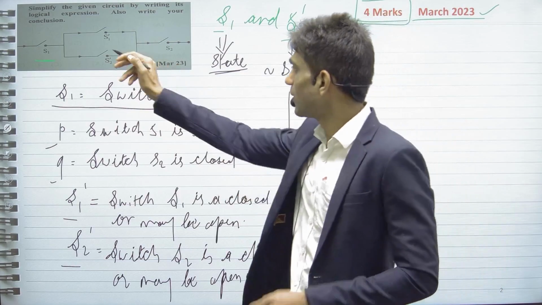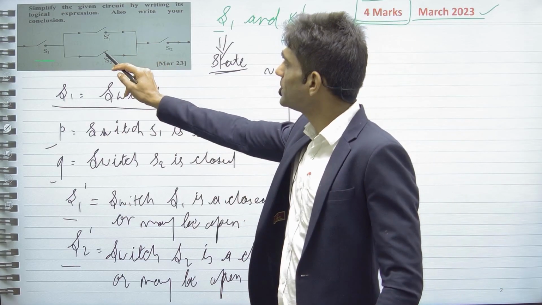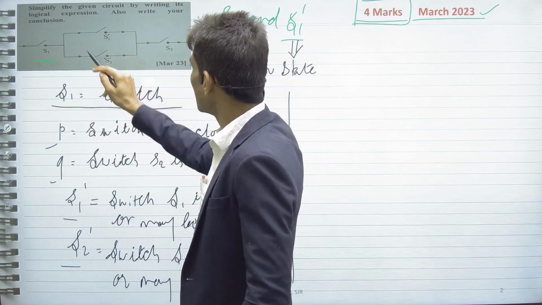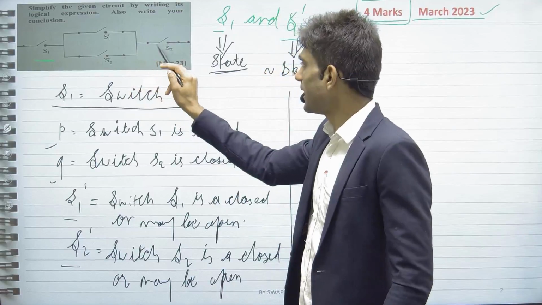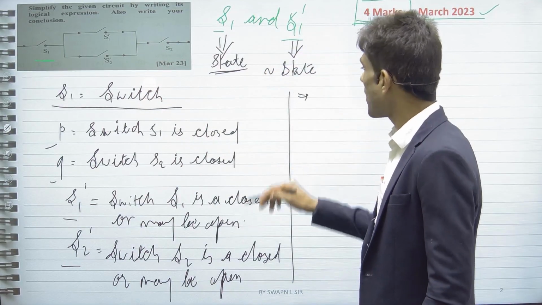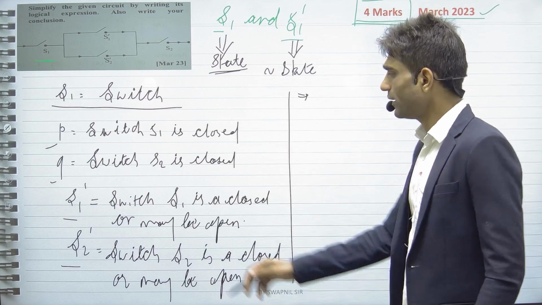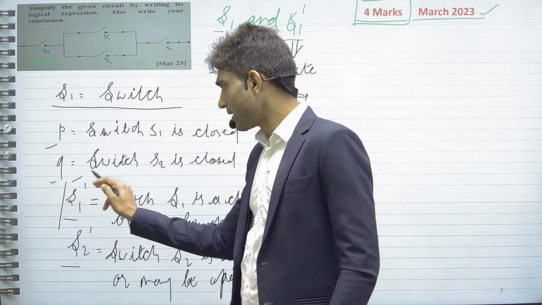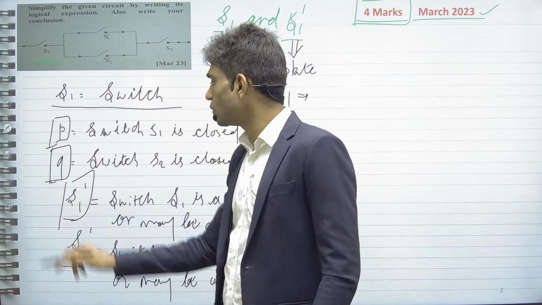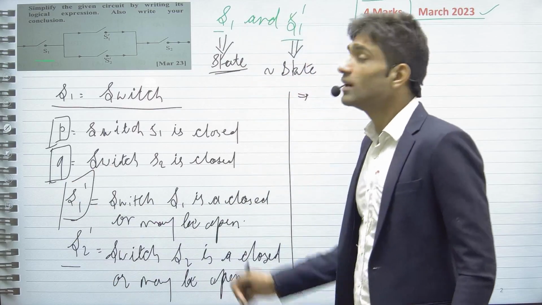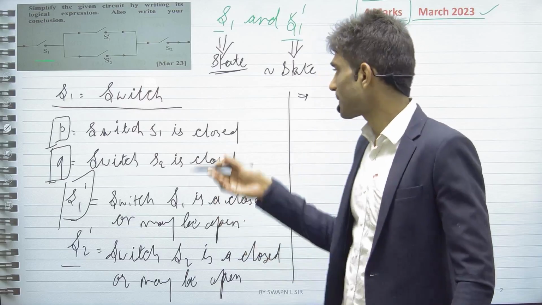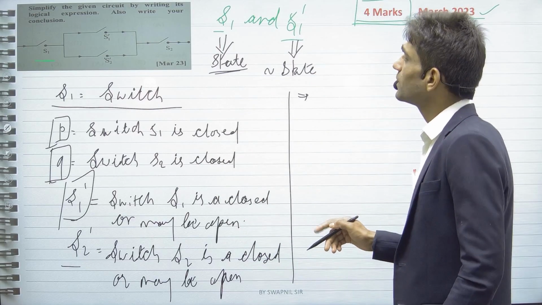Now see that we have only the parallel switches here, and after that series switches come for this complete parallel part, and at the end we have again series switches. Now let's write their values using our defined variables. I consider S1 as P, and S2 as Q. So S1 dash means the opposite, that means negation of P, and S2 dash is the negation of Q.